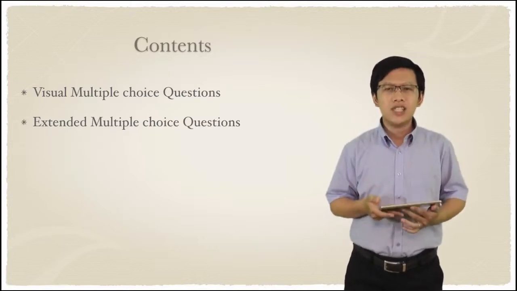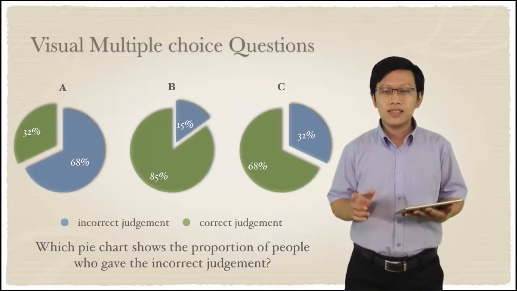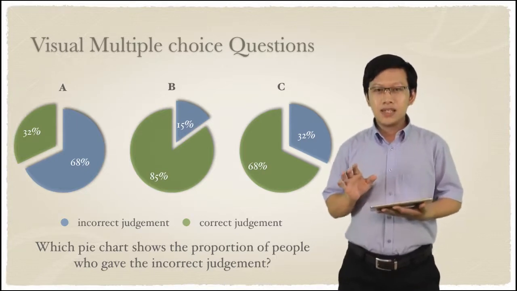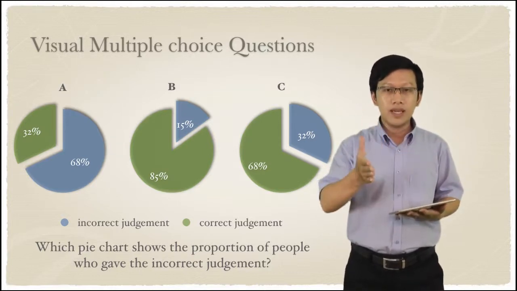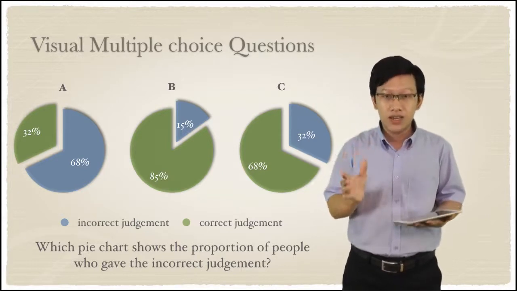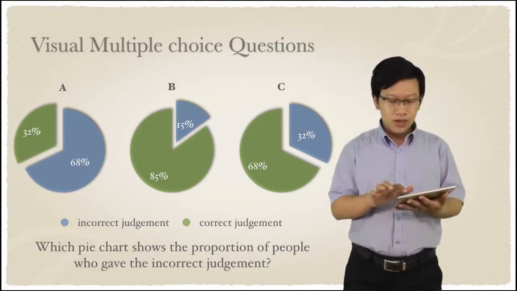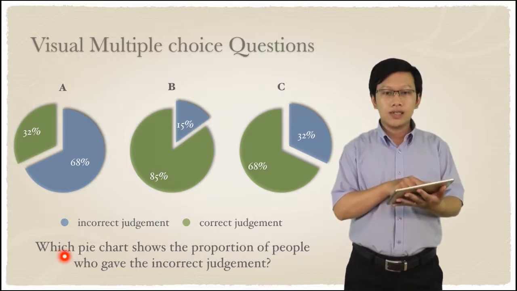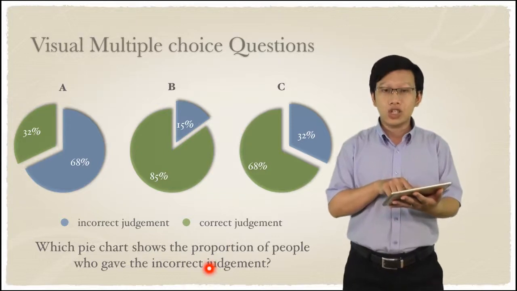So what is a visual multiple choice question? It's actually very simple. Now, this is an example of a visual multiple choice question. Basically, they don't have any words to show you. A is a diagram, A is a graph, B is a graph, and C is another graph. You have to choose which one, alright? So let's take a look at the question before we start. Which pie chart shows a proportion of people who give the incorrect judgment?